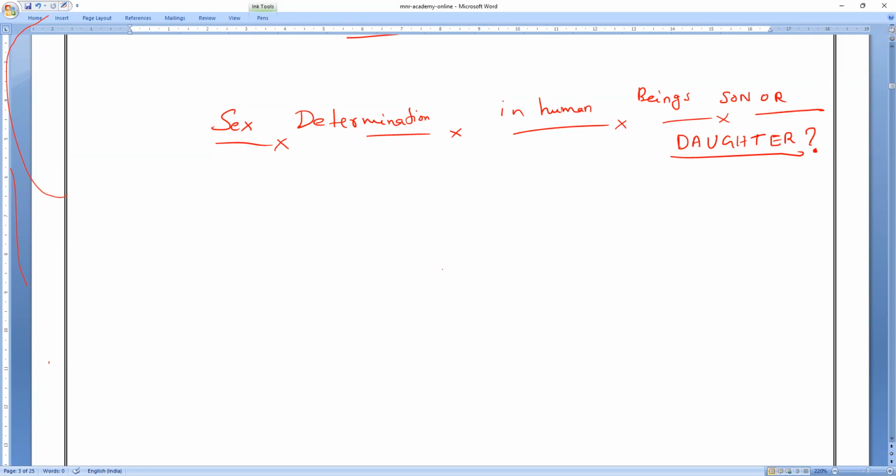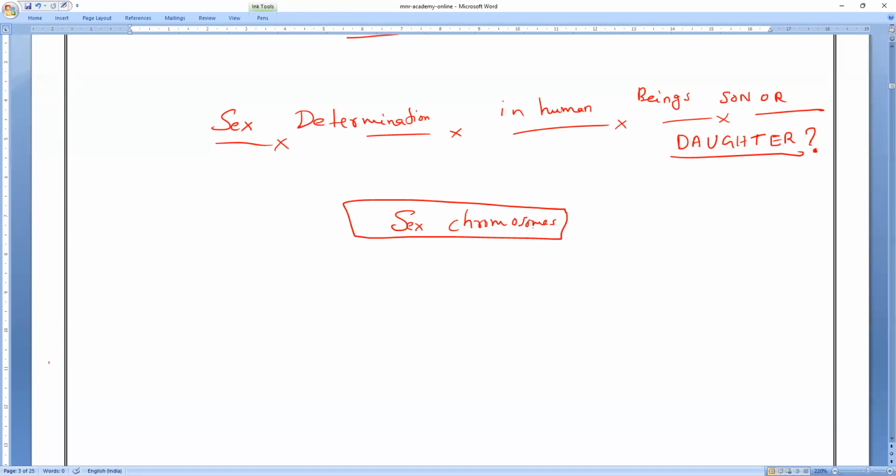So in a number of organisms, one specific pair of chromosomes plays a significant role in the determination of sex of the organisms. So basically, the chromosomes that decide the sex, that is male or female, son or daughter, we used to call sex chromosomes. So what decides the sex of a baby, we call sex chromosomes.